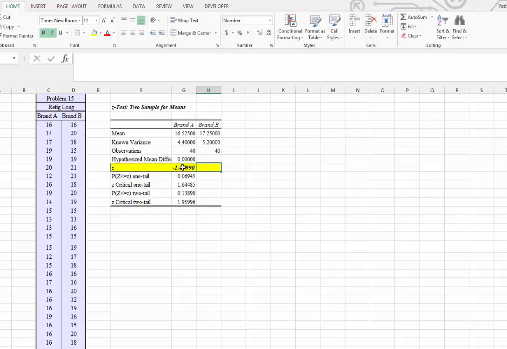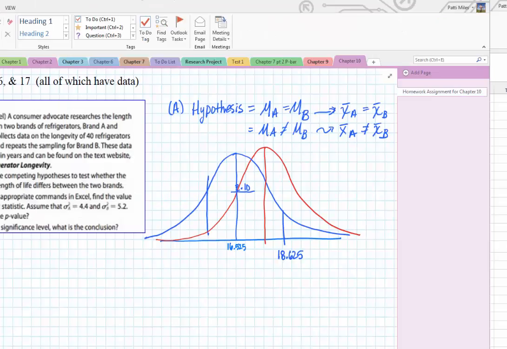But what we want to know is if our difference is different enough that we can say these two samples are statistically different. So remember, it's one thing to say they're different. I mean, obviously 16.52 is different from 17.25. But is there enough difference that we can say they're statistically different? And what I want to do is sort of draw this out for you so you can sort of visualize this difference that we're talking about.